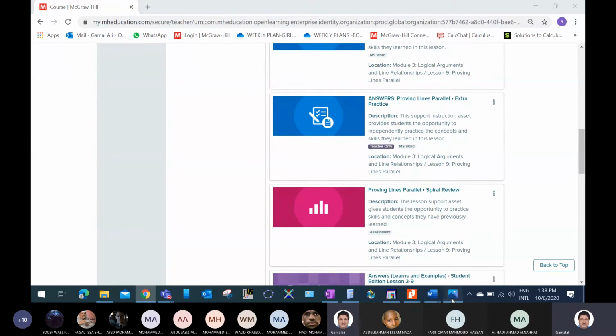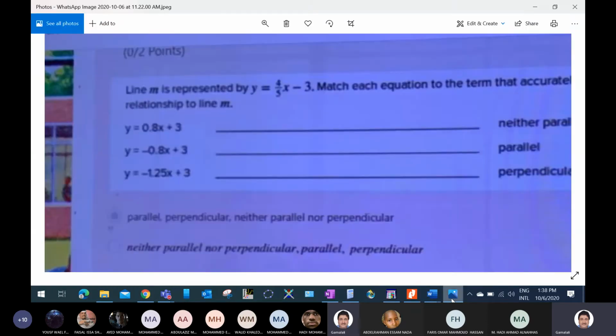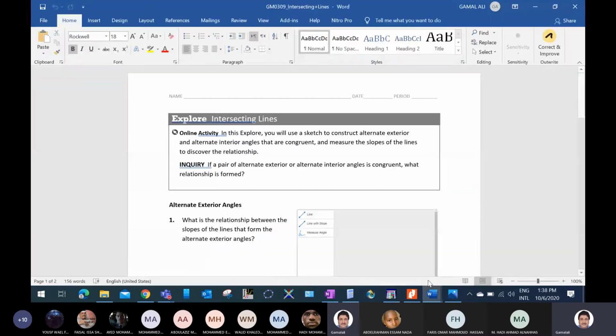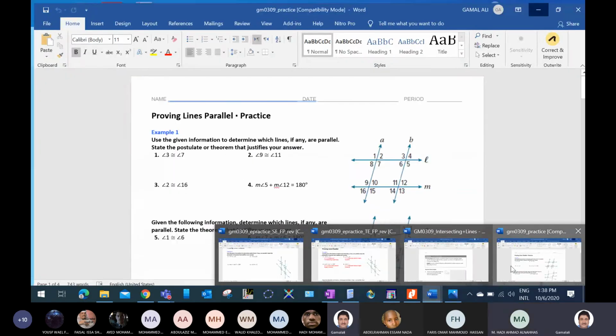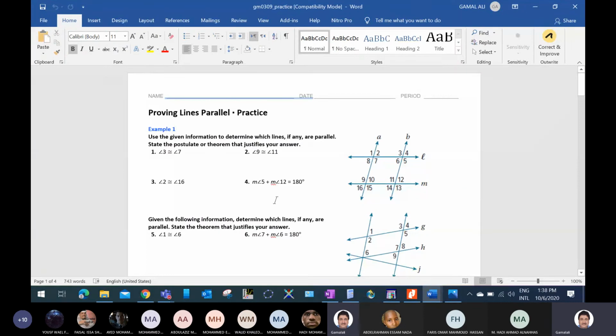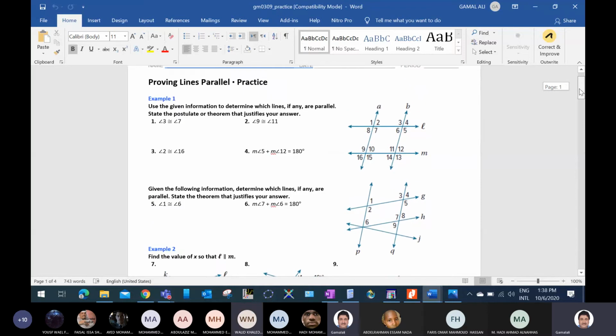I think we opened these files, guys. Am I correct? Yes, these files we opened before. This is extra. I think you have these examples in your book.